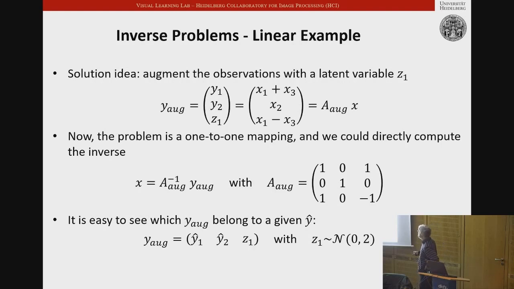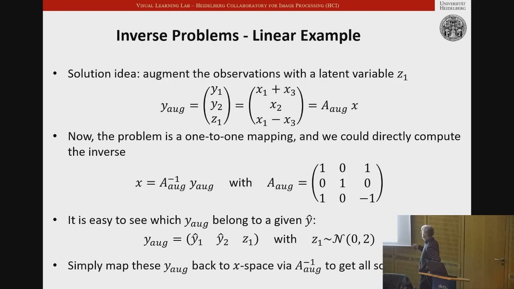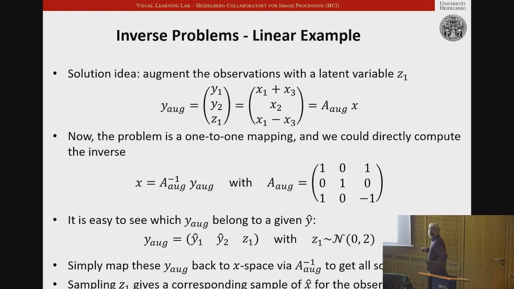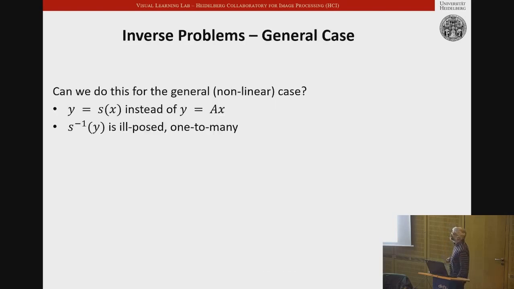And then we can sample z1 from that distribution. For each sample of z1, we get one solution of x. Then we sample another z1 and get another solution of x. We repeat this until infinity, and then we get the full distribution of x. So this is the general approach that we now want to implement for the general case of nonlinear mappings.